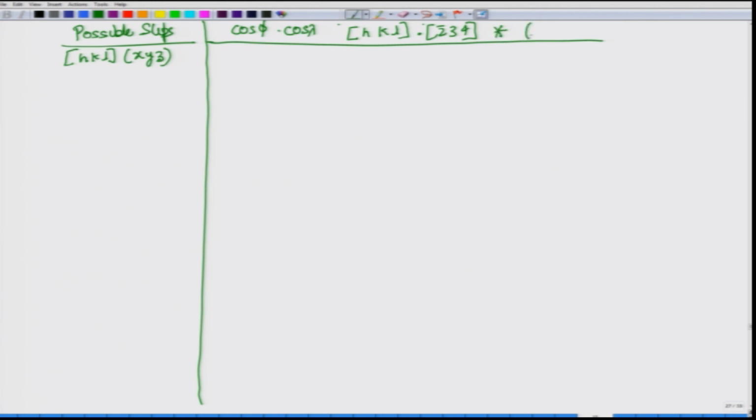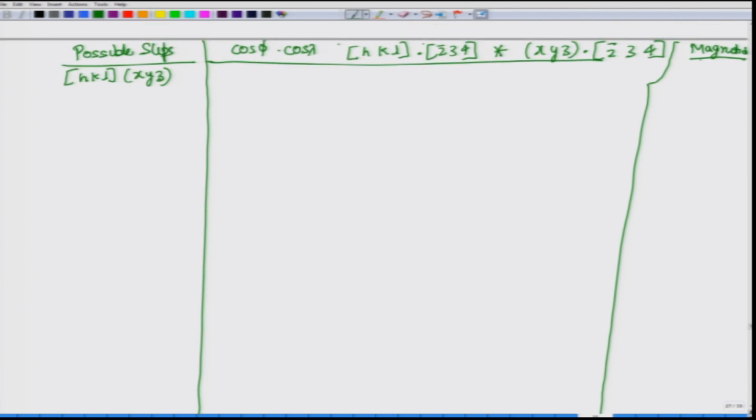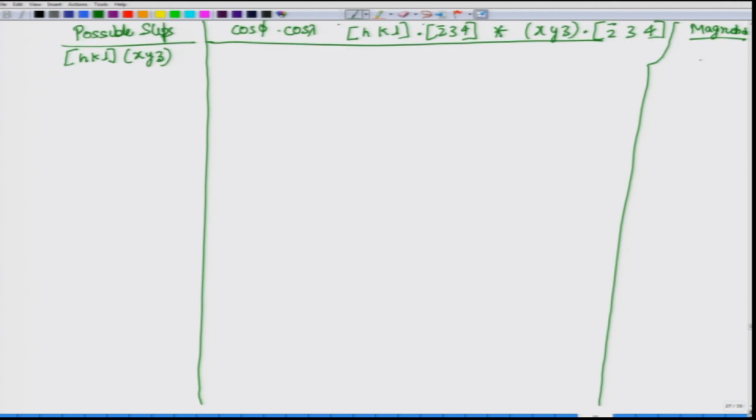which is nothing but you have to take again x y z, whatever is the x y z, dot product with again bar 2 3 4, okay. And then we have to just find the magnitude. We are not interested in the sign, because the sign can be changed by taking the opposite direction. So, we are only interested in the magnitude of this product cos phi and cos lambda. And remember, to make it easy, what we will do here is that there was a denominator term here.